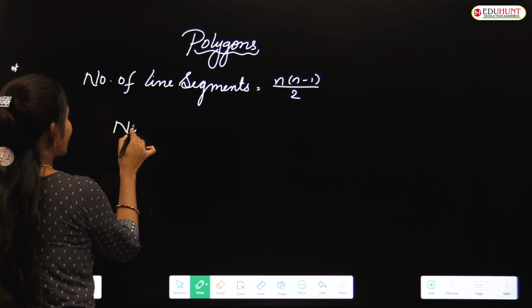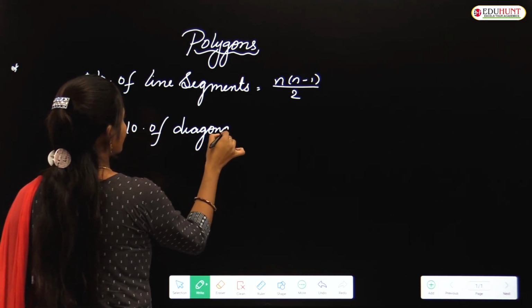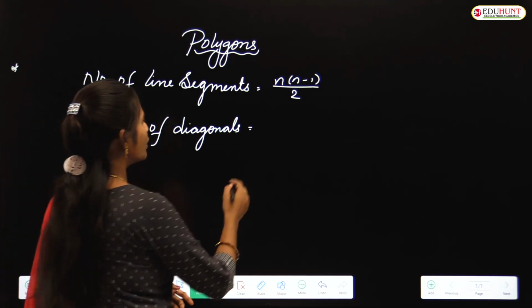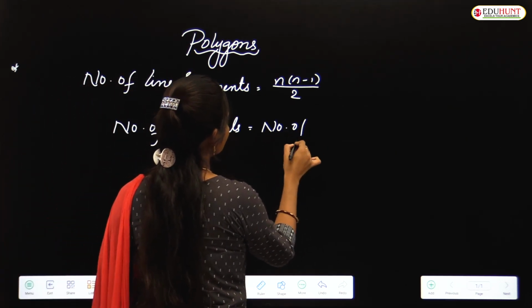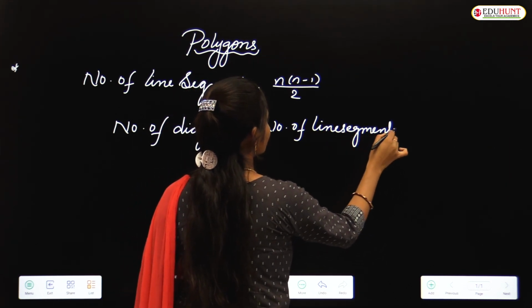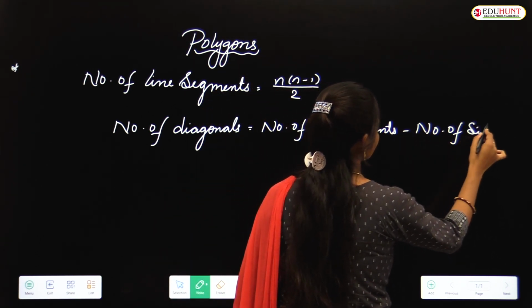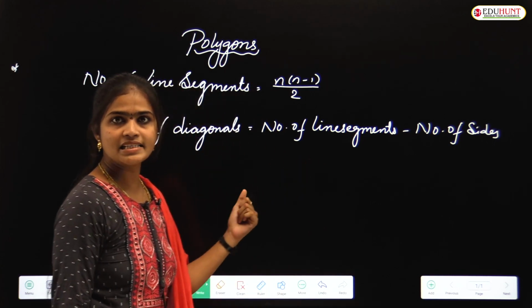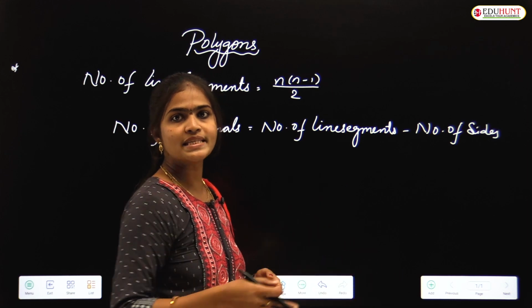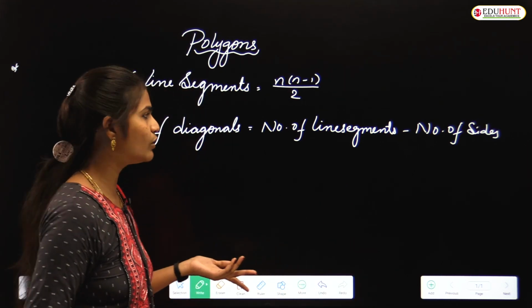Now, number of diagonals. How to find the number of diagonals? We know that the number of diagonals is equal to the number of line segments minus the number of sides. Already we know this relation, right? If you subtract the number of sides from the total number of line segments, then you will get the number of diagonals. Already we know that relation.